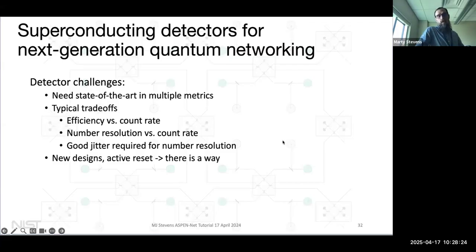Okay, so just a quick summary. Our detector challenge is really state of the art in multiple metrics. There are often these trade-offs: efficiency versus count rate, number resolution versus count rate. Good jitter is required for good number resolution, so both of those generally come together. But as I said, they can often be at the expense of count rate. And then, I haven't talked about it at all, but we have ideas for new designs, active reset. We really think there is a way to get all of these things at once.